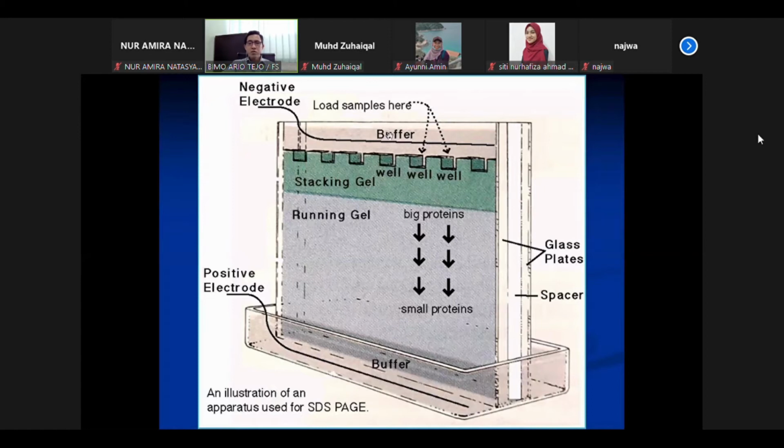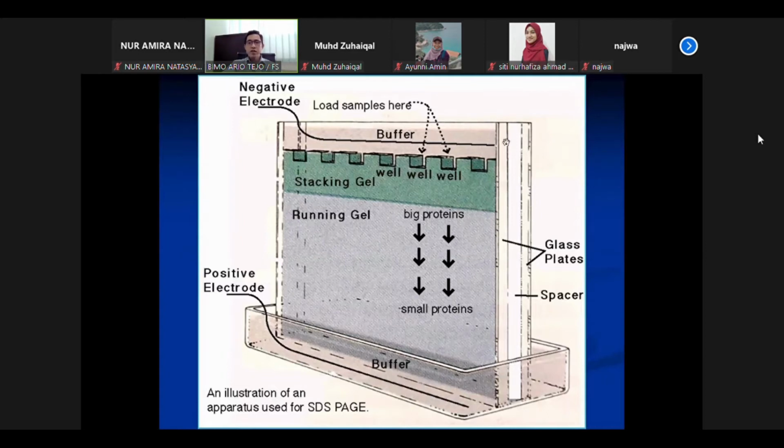So we create a gel, and the gel consists of two parts: stacking gel and running gel. Stacking gel is where we put the sample, and running gel is where the protein will migrate, will travel. And as you can see here, big proteins will stay at the top, small proteins will go to the bottom.